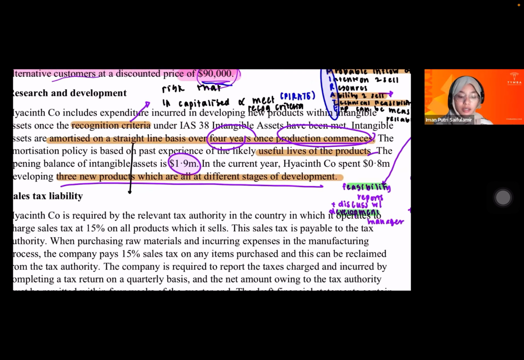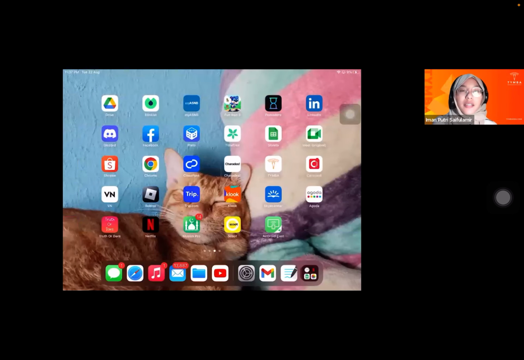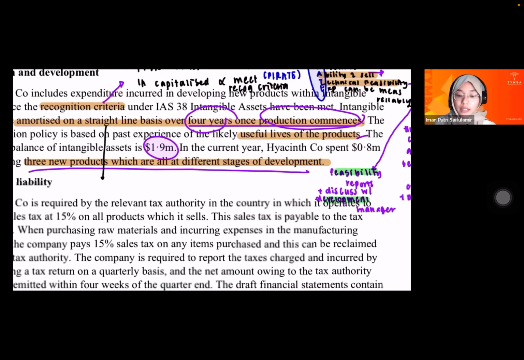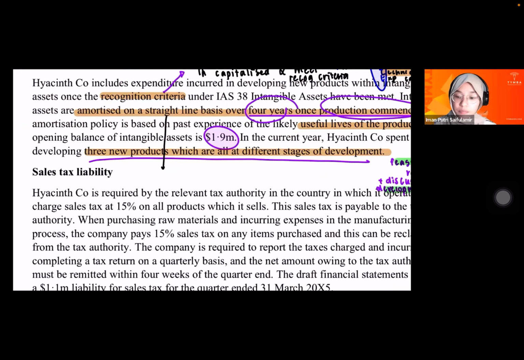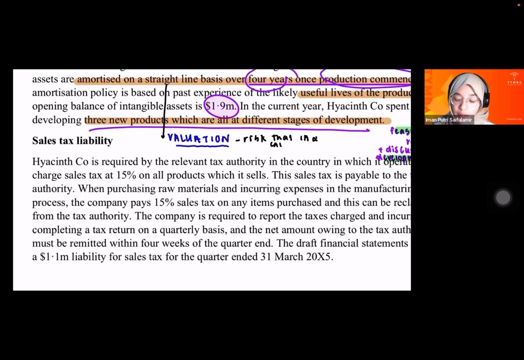Basically, there is a risk. My iPad was going to fall. The risk is that it is not accounted for correctly. Maybe we can be more specific. Whenever there is a calculation, this is on the valuation assertion. So there is a risk that the amortization is not correctly calculated. Risk that the intangible asset is not calculated correctly.